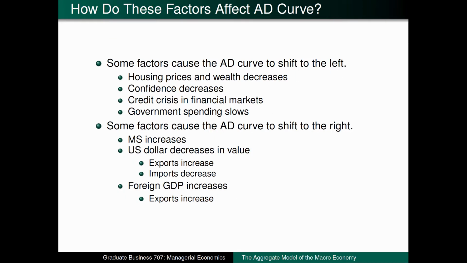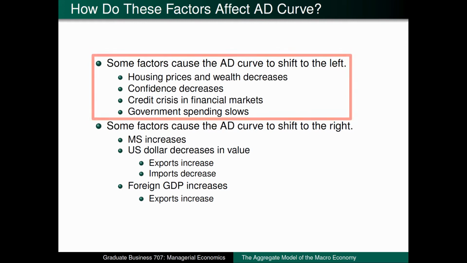Recall the list of economic factors from the textbook. The first four all serve to decrease aggregate demand. Recall that aggregate demand is based on GDP, which consists of consumer spending, C, business investment, I, government spending, G, and net exports, X minus M.